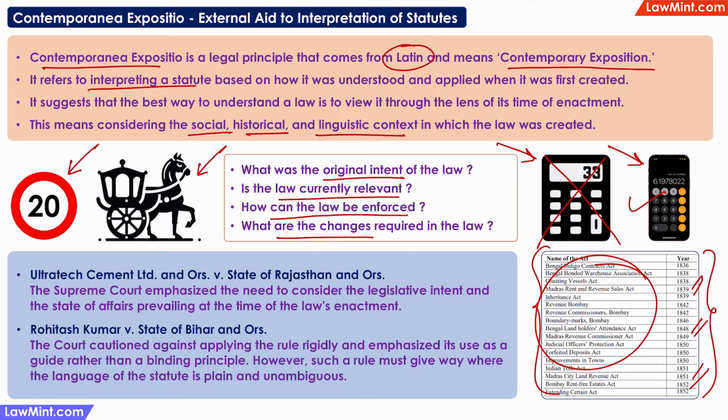In some landmark cases, the court has emphasized that when interpreting old laws, the state of affairs prevalent when the law was enacted should be taken into consideration, and also that this principle is more of a guidance and not a rule. If the words of a statute are clear and unambiguous, then it should be enforced as is.